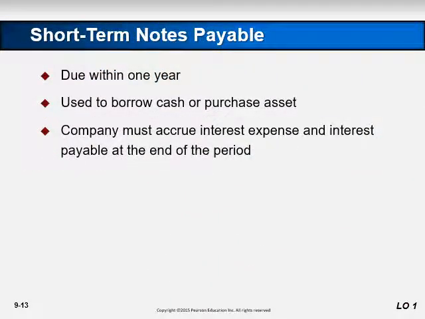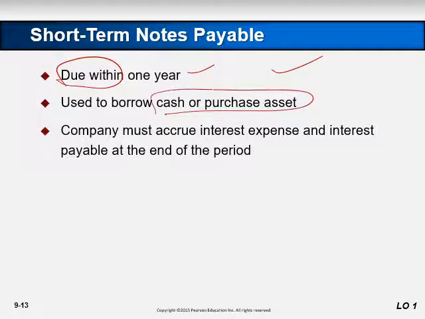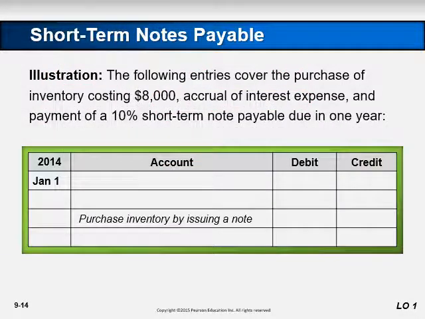Next is the short-term notes payable, which is the liability that you write in the form of notes, and it is for less than 1 year, which is used to borrow cash or purchase assets. The company must accrue interest expense and interest payable at the end of the period, right? How are we going to treat the short-term notes payable? What are the treatments in accounting here? So I have pasted an illustration. I just want you to pause the video and then solve by yourself and match the answer accordingly.